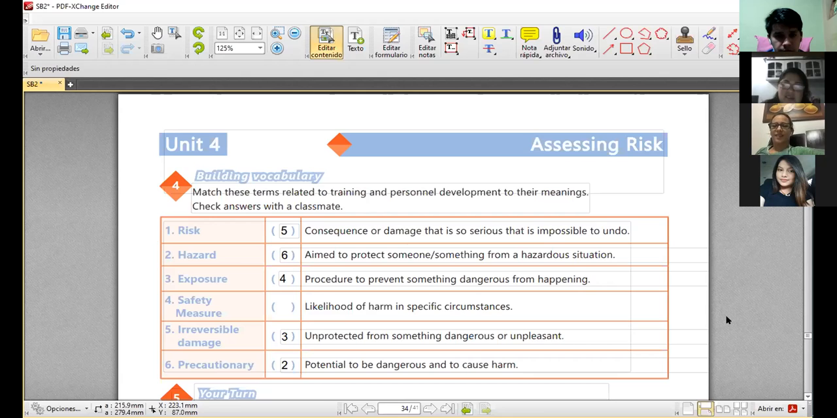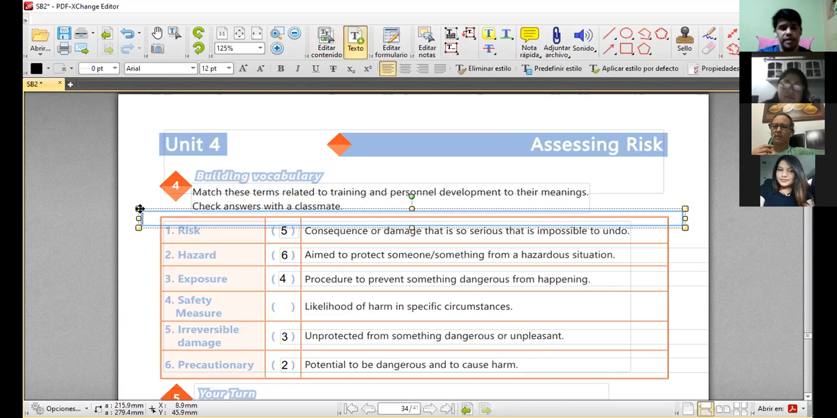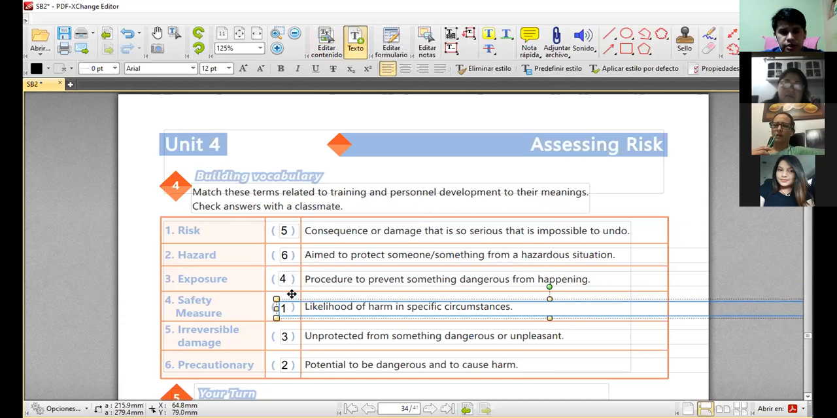So I think that number four, you have to fix it. Let me see. Procedure, no, that's okay. And only number one, that's below number four. Yeah, great. So I guess we'll go back. Okay, just fix that.